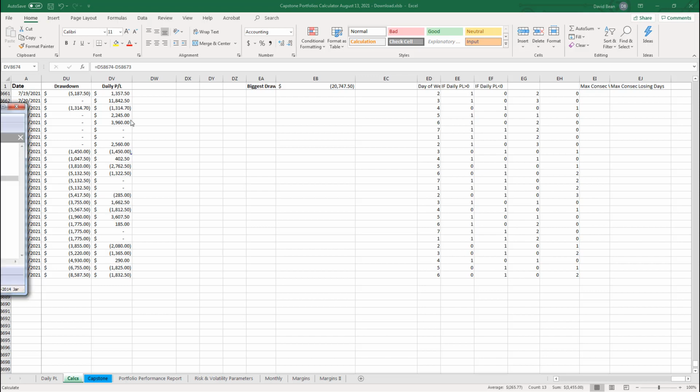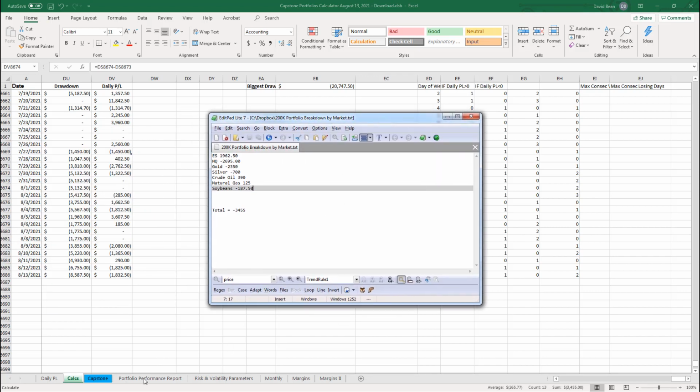I'm going to pull this up. I broke it down in the portfolio calculator by market, and you see we talked about how the E-mini S&P had narrow ranges. It's still up on the month. We've looked at the S&P over the years, and we figured out how to trade narrow ranges. So up 1962.50. Nasdaq and gold are the biggest culprits.